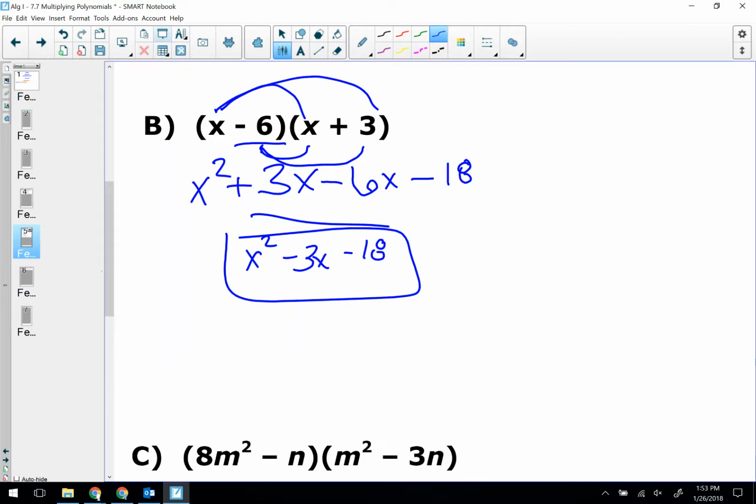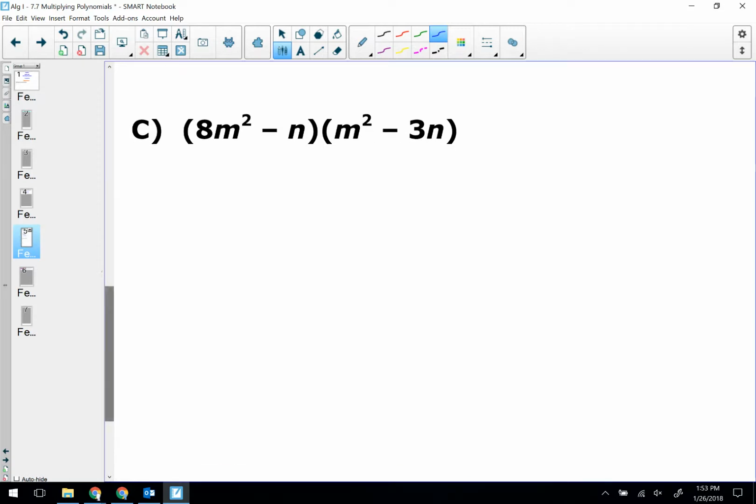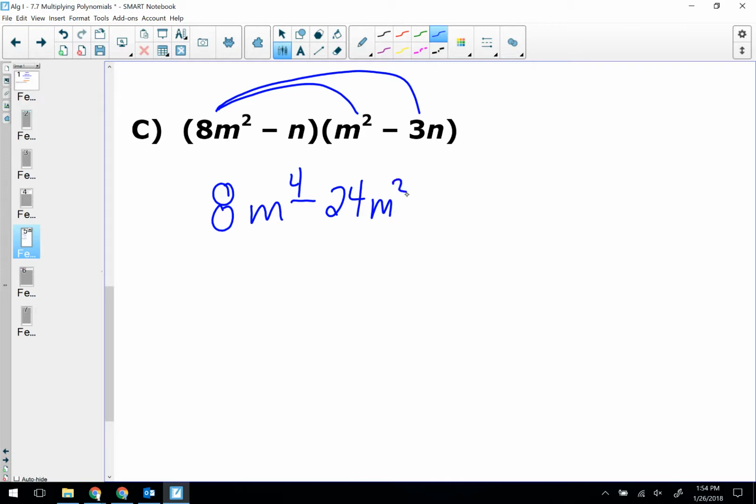All right, let's keep it going. You try this one. Pause it, and then play it when you think you're ready. Okay, so let's do it. First, outer, inner, last. Firsts: 8m squared times m squared is 8m to the 4th. 8m squared times negative 3n is negative 3, minus 24m squared n. Right, 8 times negative 3 is my negative 24, and then I've got an m squared and an n that I'm multiplying together.